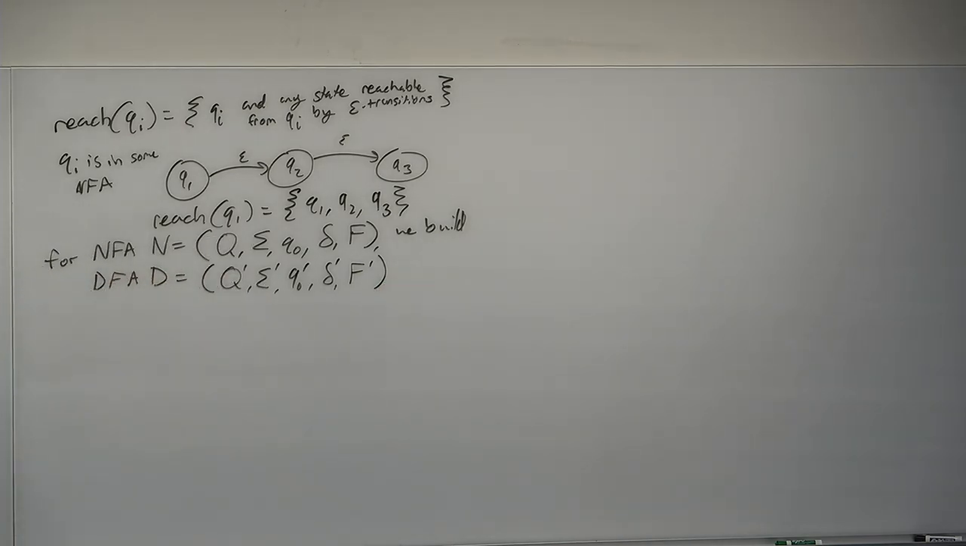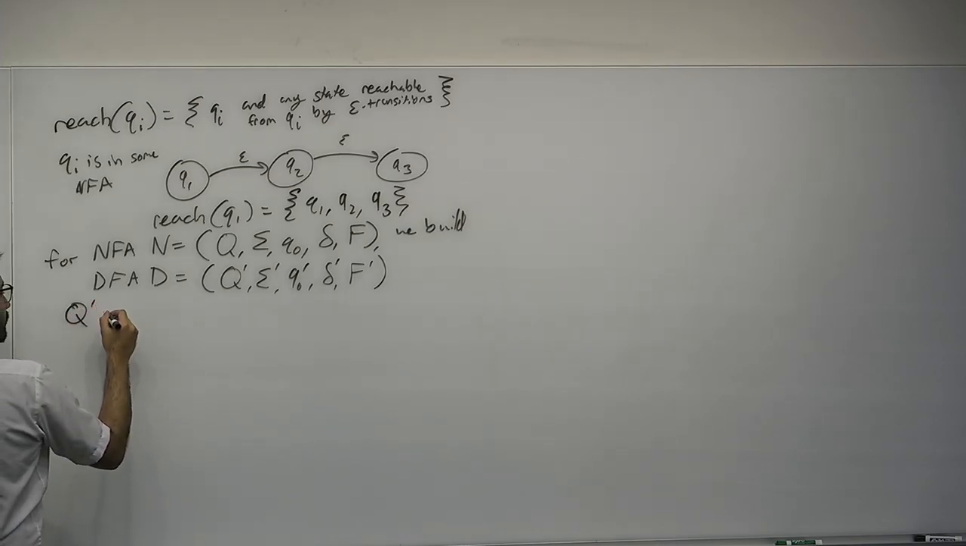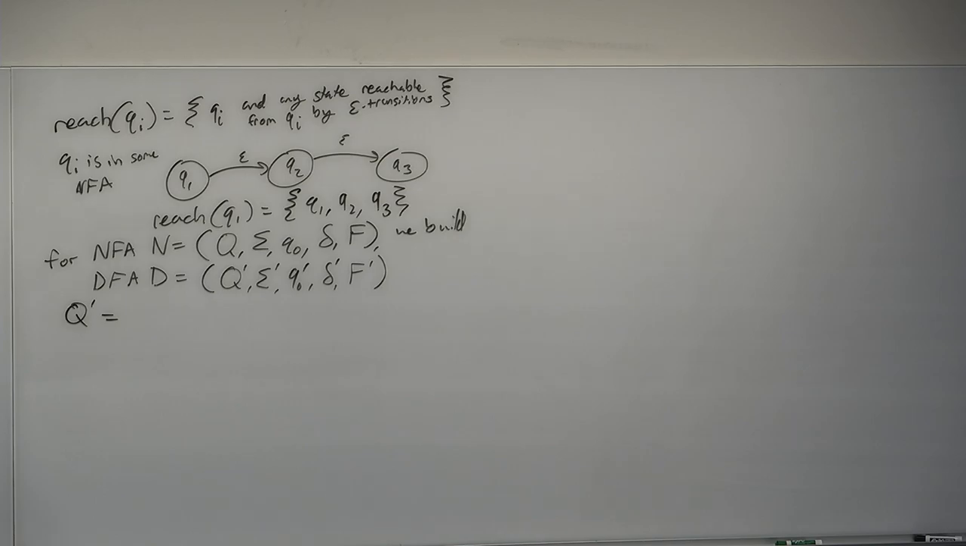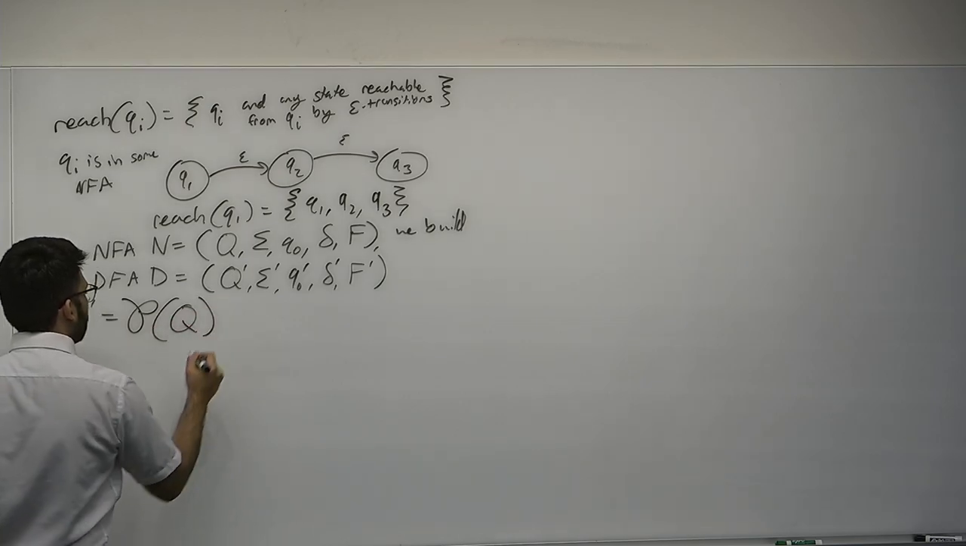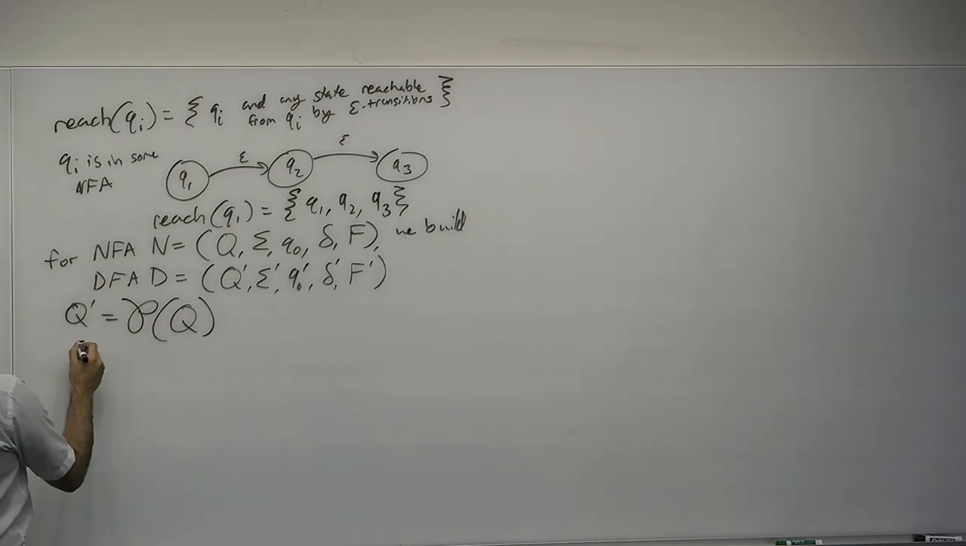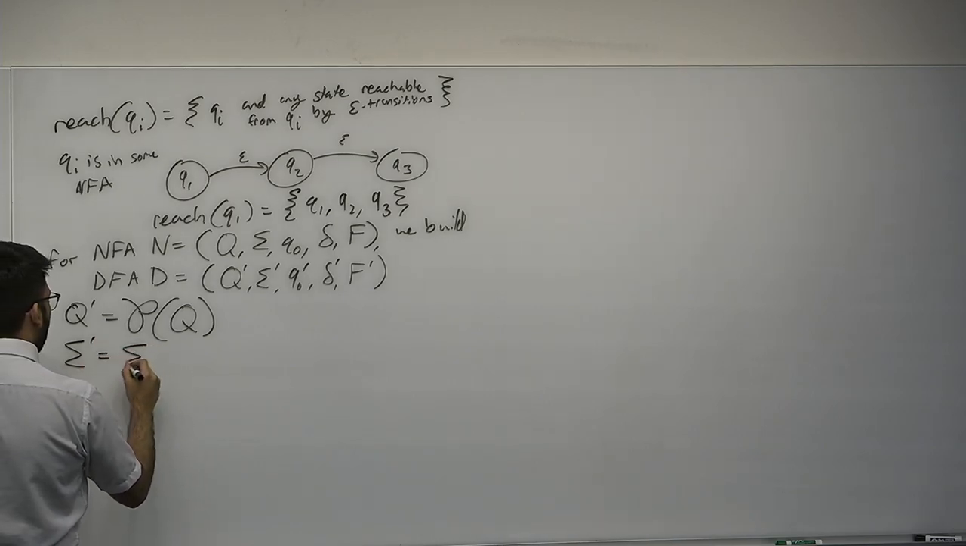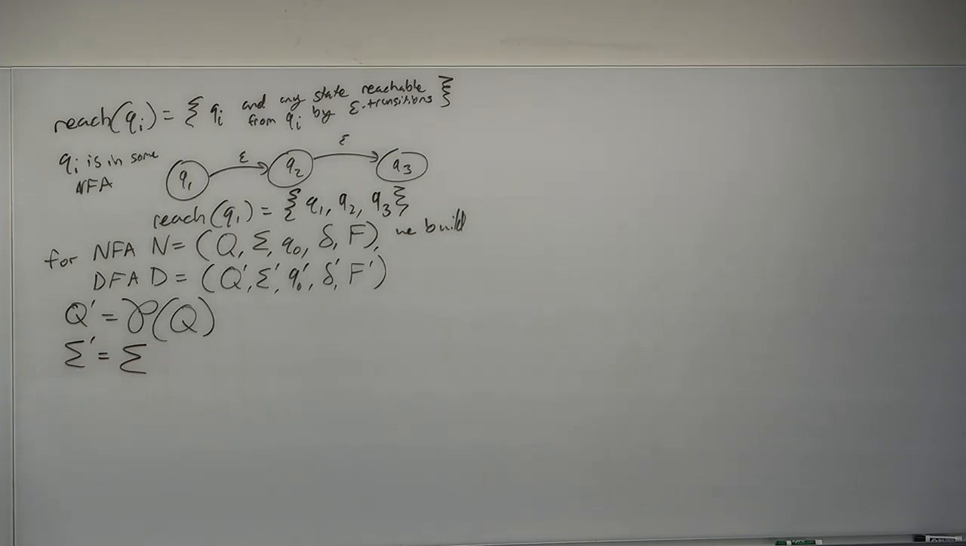So what is going to be Q prime here? We want, as we mentioned earlier, one state per set of states. So if the NFA had n states, had states Q, what should Q prime be in the DFA? Our power set of Q. Yes. We want one state corresponding to the possible subsets. Sigma prime, thankfully, is going to stay the same. Don't want to mess with anything there.